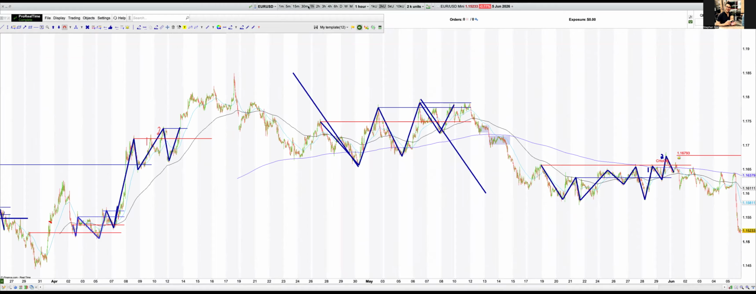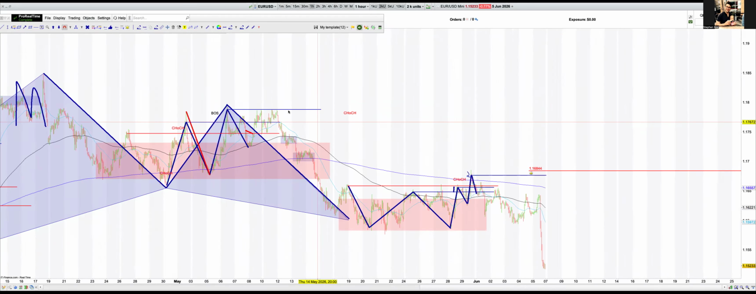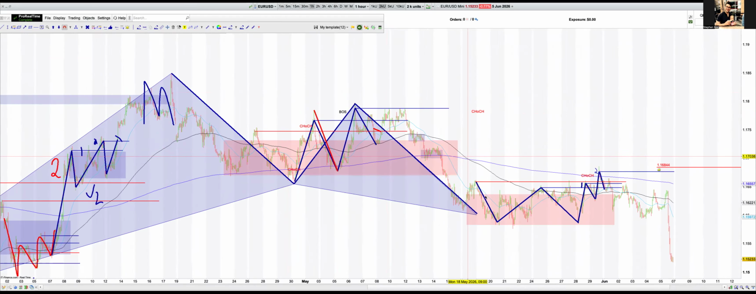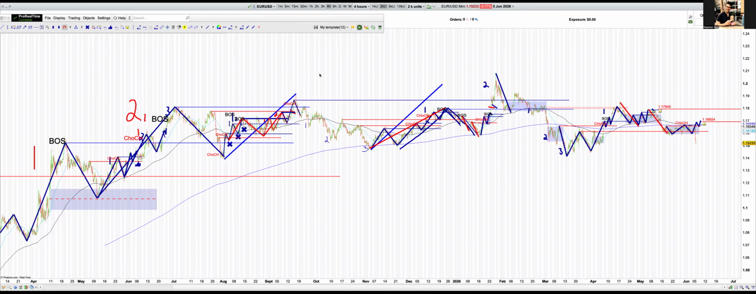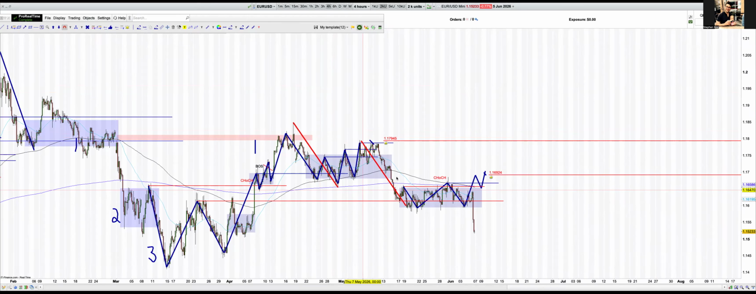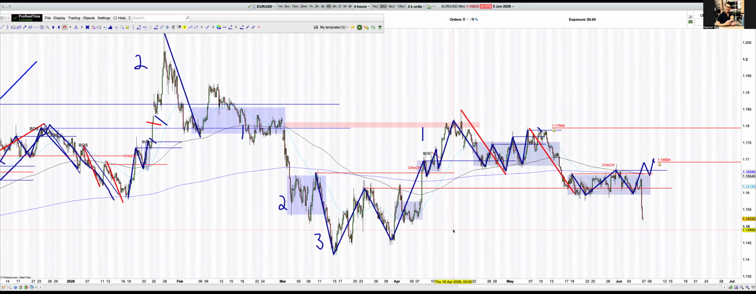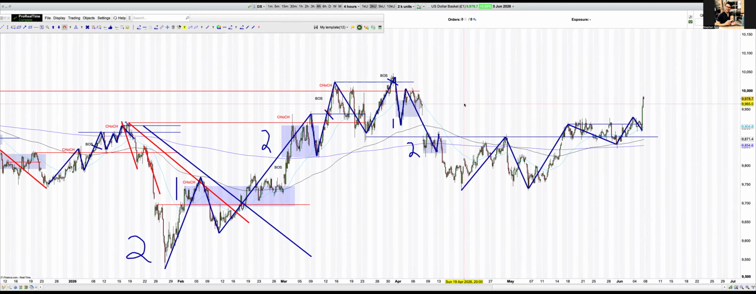You can see the pattern here. One, two. And we can see the pattern here, one, two, and that could easily continue from here, much lower. And so, yeah, difficult. The dollar basket is also on the edge of really pushing out here.